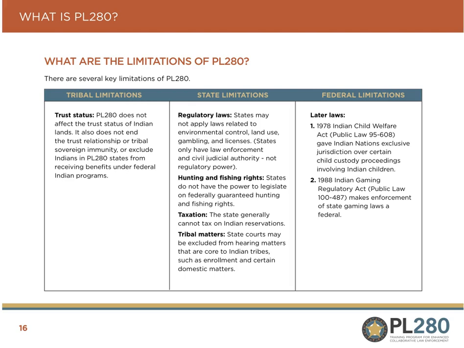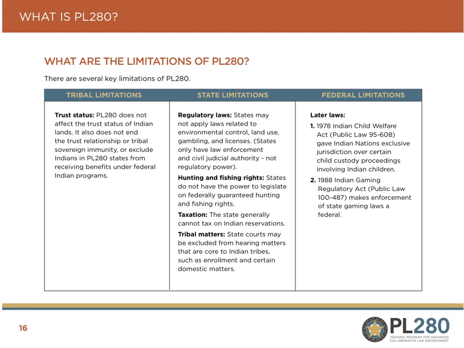At the state level, there are several limitations. For regulatory laws, states may not apply laws related to environmental control, land use, gambling, and licenses to Indian reservations. States only have law enforcement and civil judicial authority, not regulatory power. States also have limitations with regards to hunting and fishing rights. They do not have the power to legislate on federally guaranteed hunting and fishing rights.